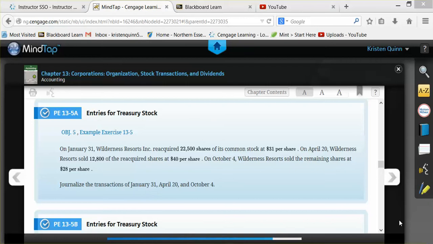In this example, we'll be doing practice exercise 13.5a that can be found in your textbook on page 608. We are going to be journalizing the entries that are relating to treasury stock. It tells us that on January 31st, Wilderness Resorts, Inc.